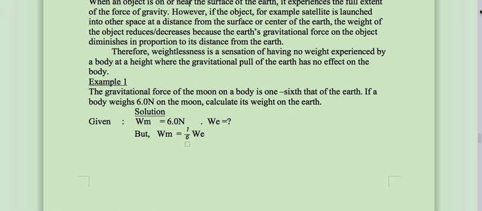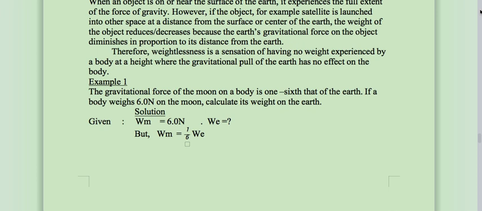However, if the object, for example a satellite, is launched into outer space at a distance from the surface or the center of the earth, the weight of the object decreases because the earth's gravitational force on the object diminishes in proportion to its distance from the earth. This will be clearer when we talk about weightlessness.